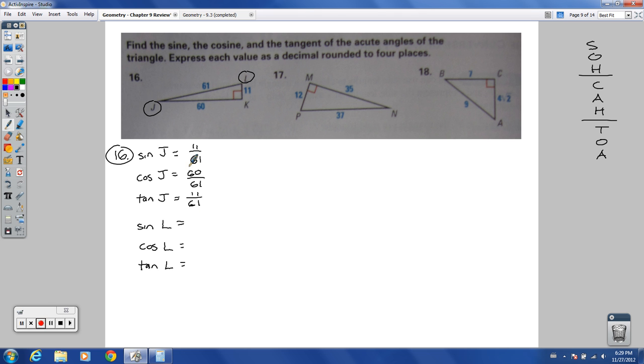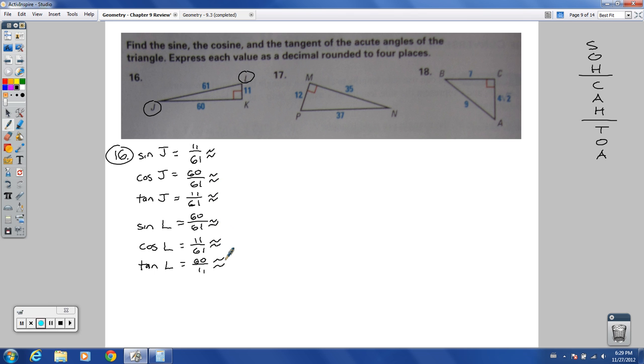So the L here is going to be taking this, and we're doing sine first. So we've got opposite over hypotenuse, that's 60 over 61 for that. Cosine of L, 11 over 61. Tangent of L is 60 over 11. If you plug these all into a calculator and you go to 4 decimal places like it asks you to, read the directions.